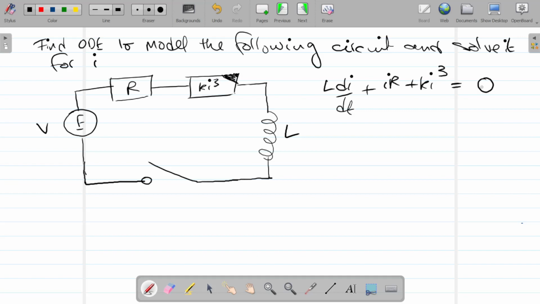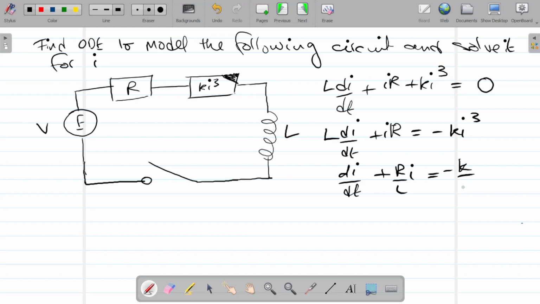Well, first of all, we want to write L di by dt plus IR, because that's the linear part, and that's equal to minus Ki cubed. And then, of course, we divide by L to get di by dt on its own, plus, in actual fact, let's put the constants first. So plus R over L times I equals minus K over L times I cubed.